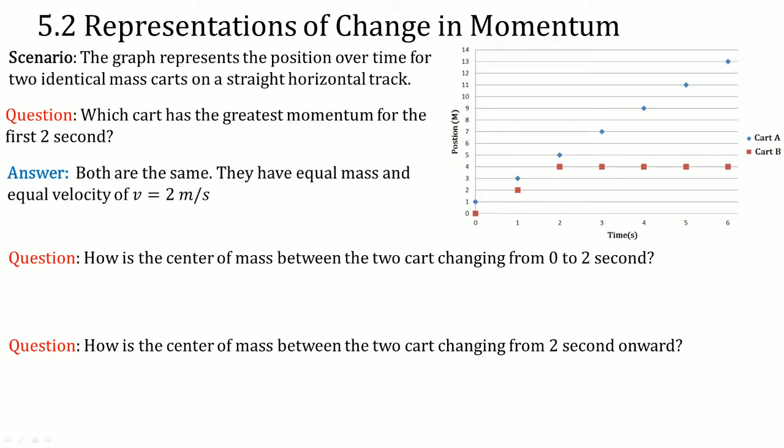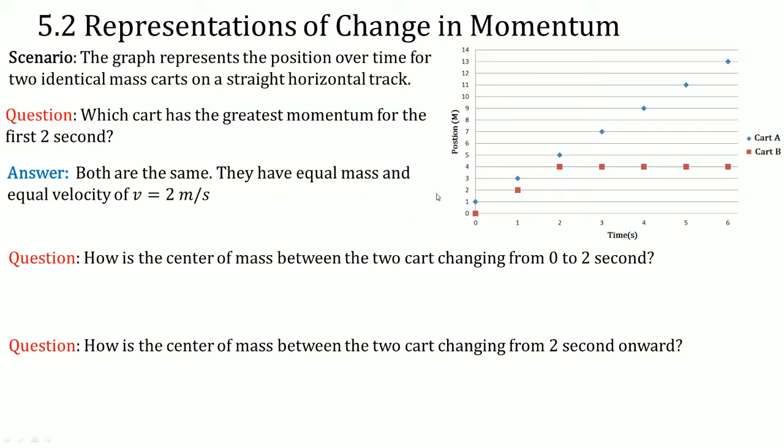The answer. Both actually. They have the same equal mass and they have the same equal velocity of 2 meters per second. How am I getting the 2 meters per second? Well, this is the position versus time graph. So look at the slope. Notice that the slope for the first 2 seconds is the same, which is 2 meters per 1 second.